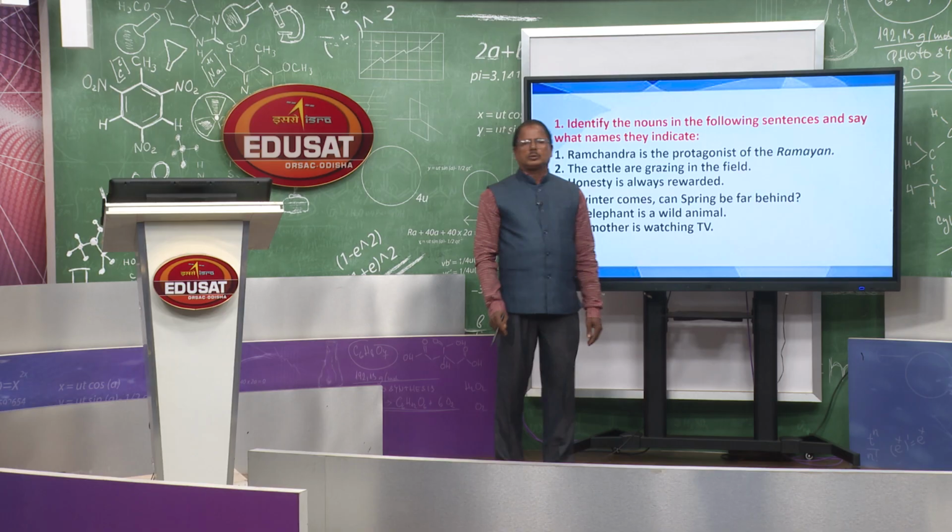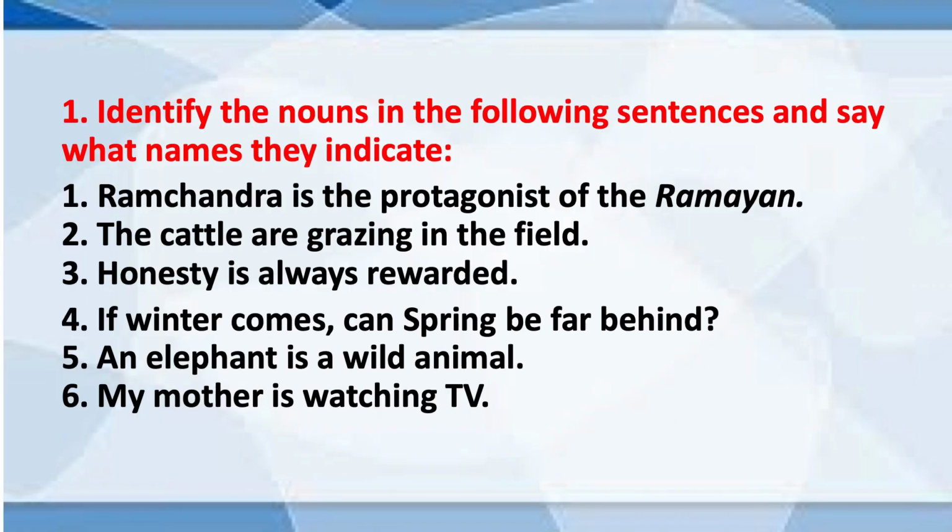Now, let us go for an exercise. Identify the nouns in the following sentences and say what names they indicate. So, we have 6 sentences. Ramachandra is the protagonist of the Ramayana. The cattle are grazing in the field. Honesty is always rewarded. If winter comes, can spring be far behind? An elephant is a wild animal. My mother is watching TV.